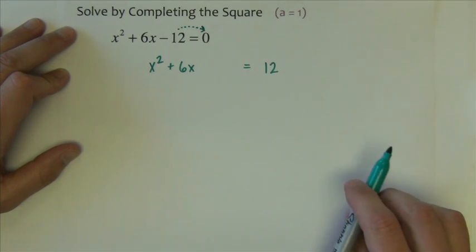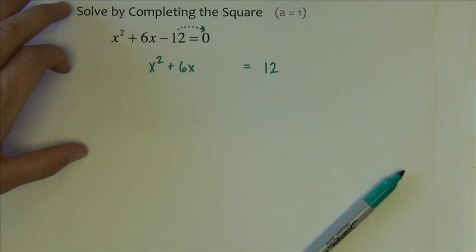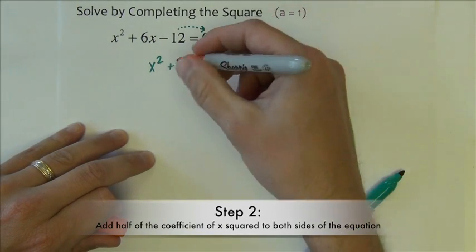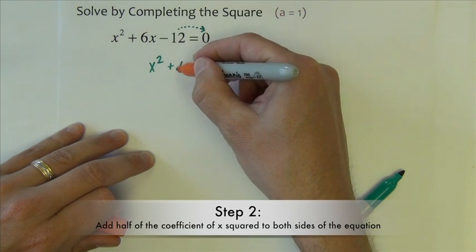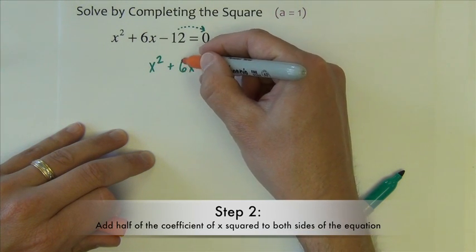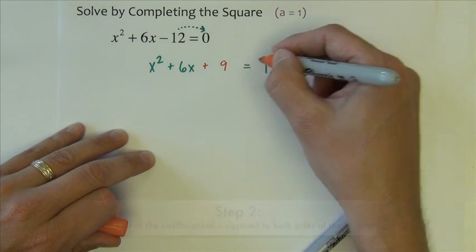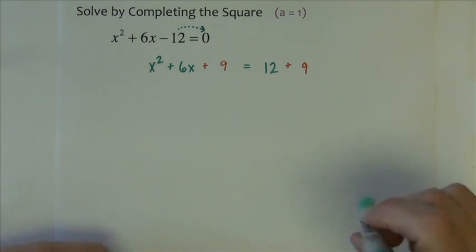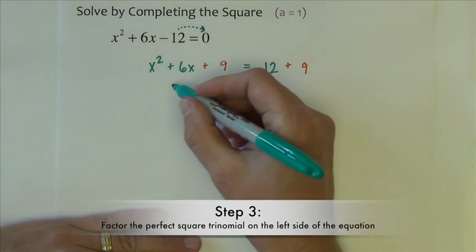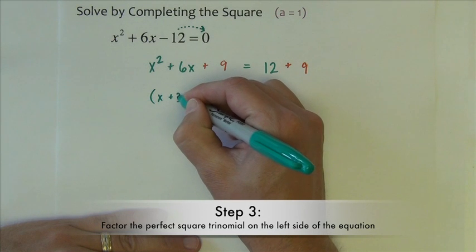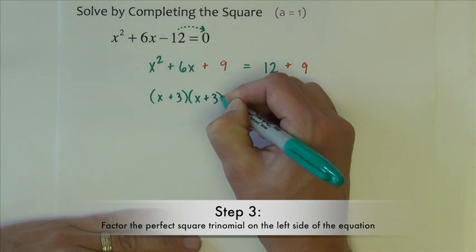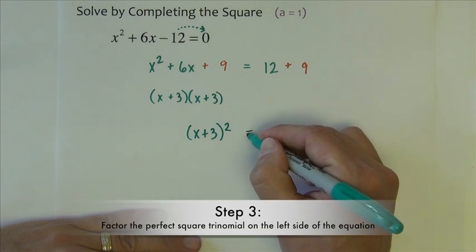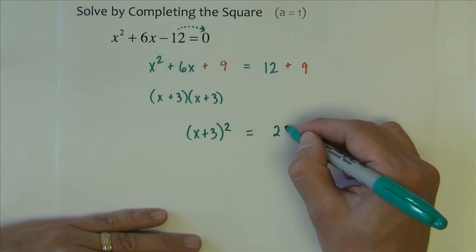Okay. Now the way that I complete the square is this. We're going to add to both sides half of this number and we're going to square it. Half of 6 is 3, 3 squared is 9. Now what we have on the left factors. This factors x plus 3 times x plus 3, or x plus 3 squared. On this side we add these together, we get 21.